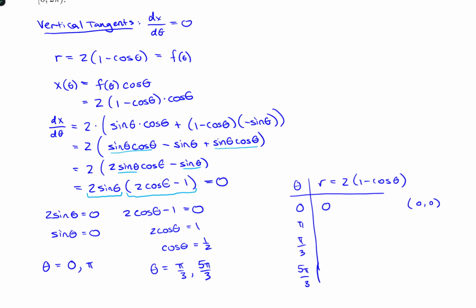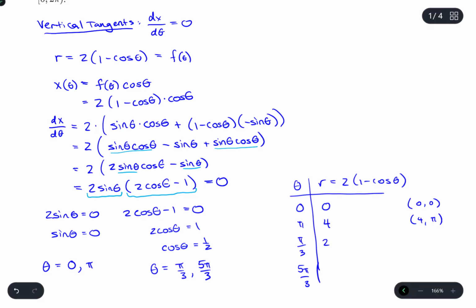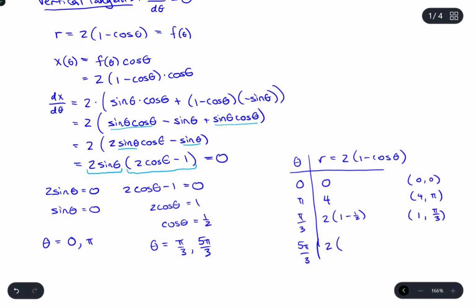If I plug in pi, cosine of pi is negative 1. 1 minus negative 1 would be 2. 2 times 2 is 4. So I have the coordinate 4 and pi. If I plug in pi over 3, cosine is 1/2. So 2 times 1 minus 1/2, that would be 2 times 1/2, which is 1. So this would be 1 and pi over 3. And if I plug in 5 pi over 3, well, actually, I know from right here, it's positive 1/2. So I'll get the same result. This will also be 1 and 5 pi over 3.